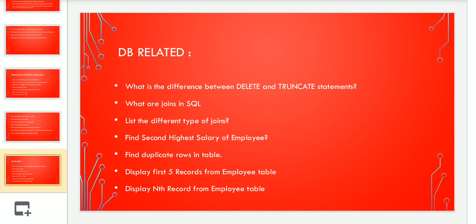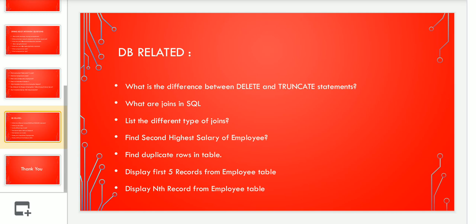Next, he asked me to write a query to find the second highest salary of an employee, for which I used a few predefined methods that Oracle provides, and I was able to write it. Then the next question was to find the duplicate rows in a table, which took me some time, but I was able to write the query; the interviewer helped me in this. The other question was to display the first five records of the employee table, for which I used rownum. Then he asked me to display the nth record from the employee table. I was not very sure that query worked, but the interviewer didn't comment on it. So these were the questions asked as part of round 2.